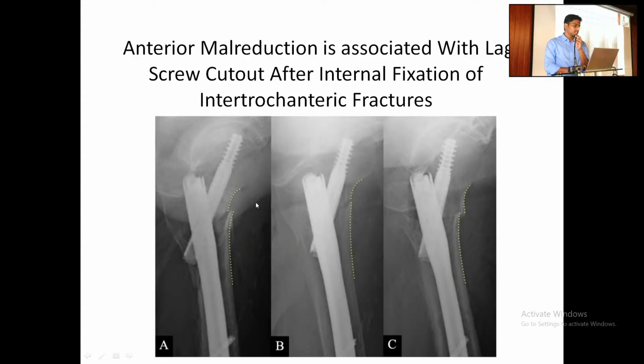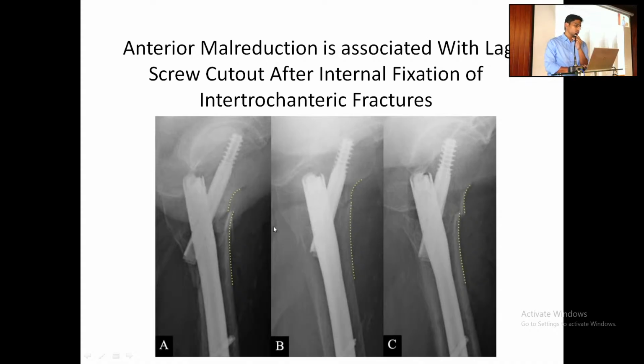Anterior malreduction is defined in lateral oblique views after fixation. If the distal fragment is anterior to that of the proximal neck fragment, it is considered anterior malreduction. If it is in continuation, it is anatomic reduction. If it is posterior, it is posterior malreduction.